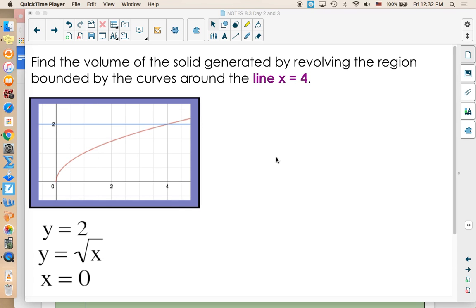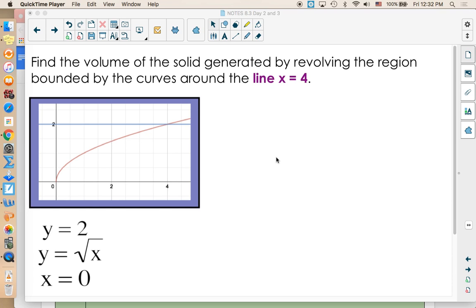So this is the final lesson video for 8-3 day 2, the final example. It's example 3, and this time we're going to be revolving around the line we hadn't before. So they would like us to find the volume of a solid generated by revolving the region bound by the curves that they gave us, same curves, around the line x equals 4.